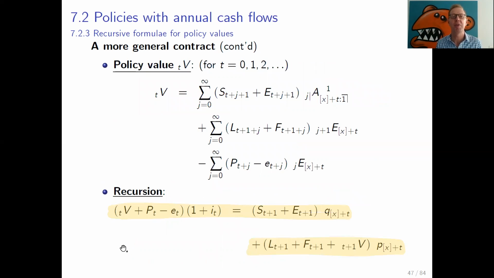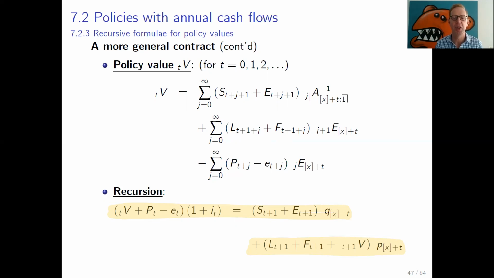What is now the policy value at time t? By definition, it's the actuarial value of future benefits minus the actuarial value of future premiums. So that is the actuarial value of the future death benefits plus the actuarial value of the future survival benefits minus the actuarial value of future premiums, and all these actuarial values, of course, corrected for the related expenses.